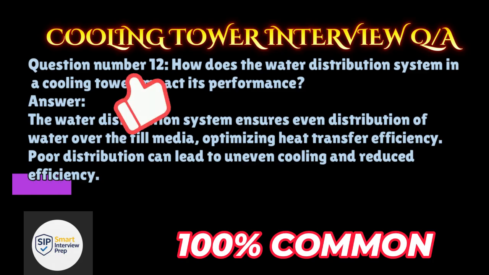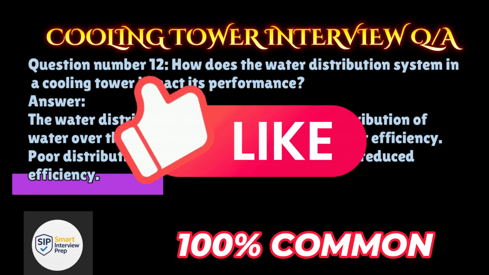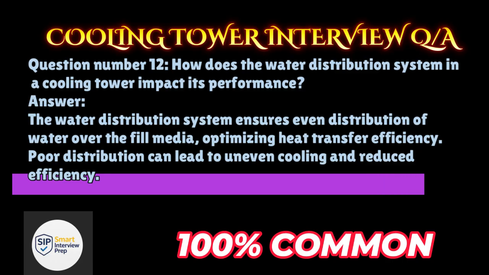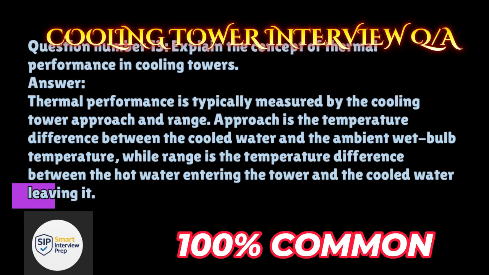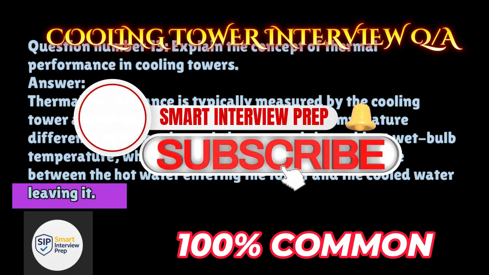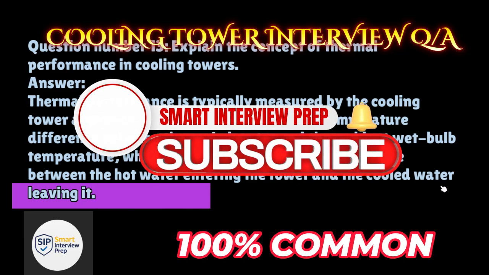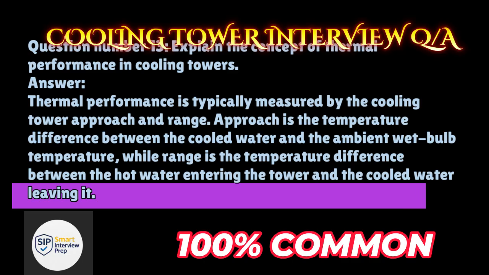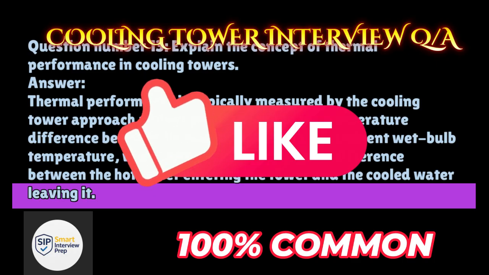Question number 12. How does the water distribution system in a cooling tower impact its performance? Answer. The water distribution system ensures even distribution of water over the fill media, optimizing heat transfer efficiency. Poor distribution can lead to uneven cooling and reduced efficiency. Question number 13. Explain the concept of thermal performance in cooling towers. Answer. Thermal performance is typically measured by the cooling tower approach and range. Approach is the temperature difference between the cooled water and the ambient wet bulb temperature, while range is the temperature difference between the hot water entering the tower and the cooled water leaving it.